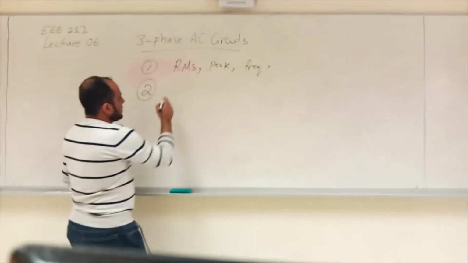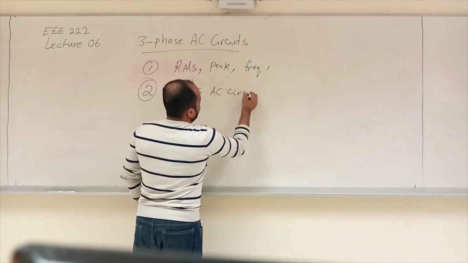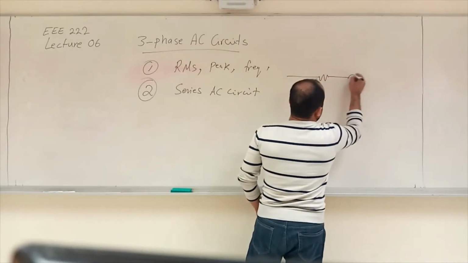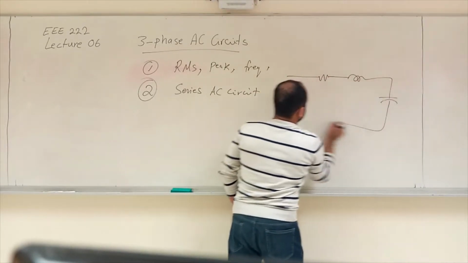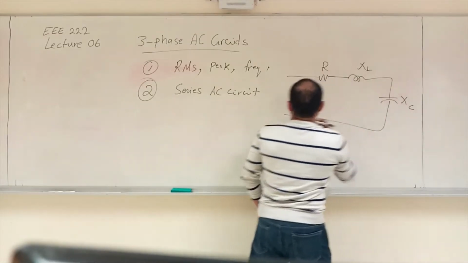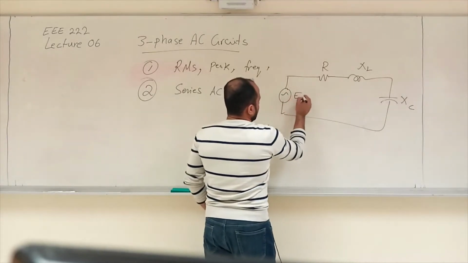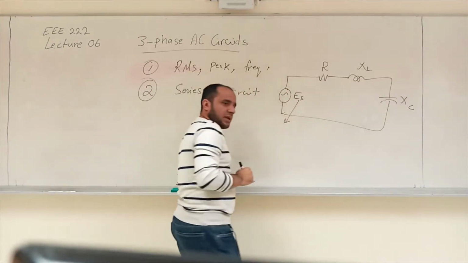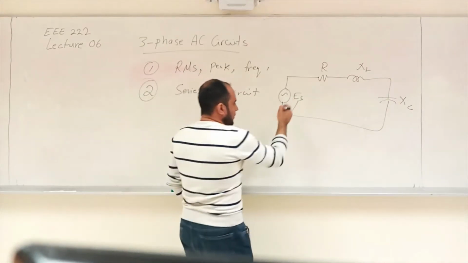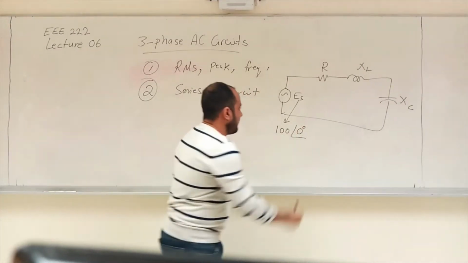We started by series AC circuits, right? And that's a quick example of series AC circuits. So let's say we have an RLC circuit. So this is your R, this is your XL, this is your XC, and this is your applied voltage, and that's a sine wave, right? ES, let's say, okay? And this ES is typically given either as a sine wave or in polar form. So for example, here let's say this is 100 angle of 0, so this is a polar form volt.